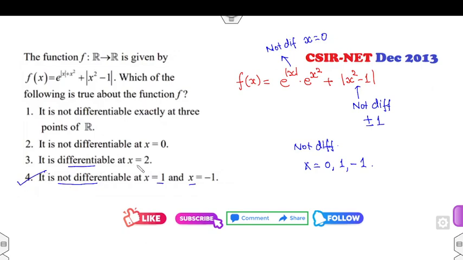The function is not differentiable at 1 and minus 1. The function is differentiable at x equal to 2. The function is not differentiable at x equal to 0. So the function is not differentiable at exactly 3 points of R. That is the correct answer to this problem.